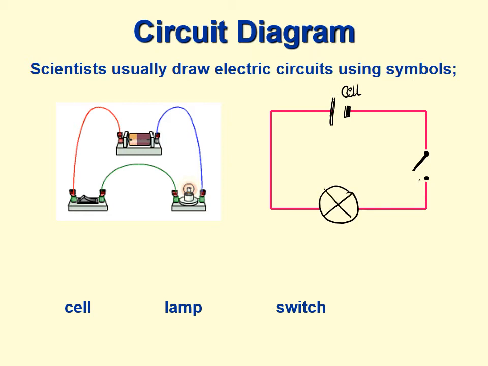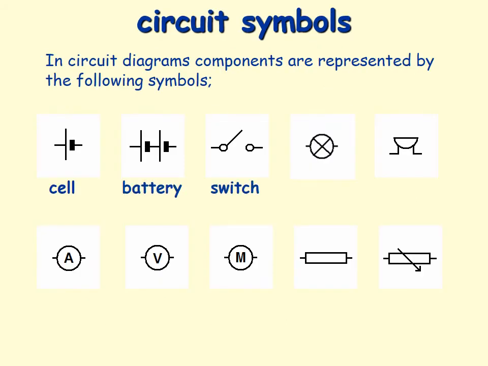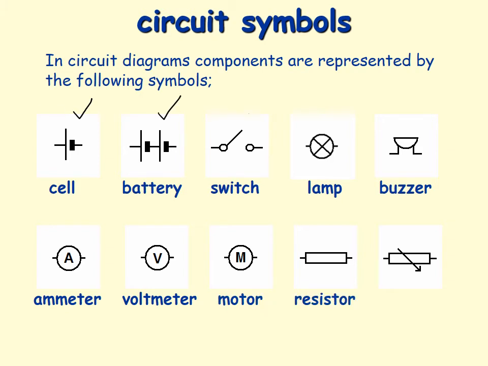So let's have a wee look at more symbols. So here we've got a cell, a battery is two cells together, a switch, a lamp, a buzzer, an ammeter, a voltmeter, a motor, a resistor and a variable resistor. Now we are familiar with the cell, the battery, the switch and the lamp so far.